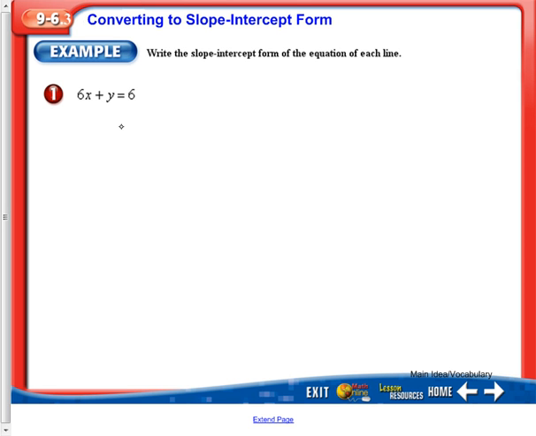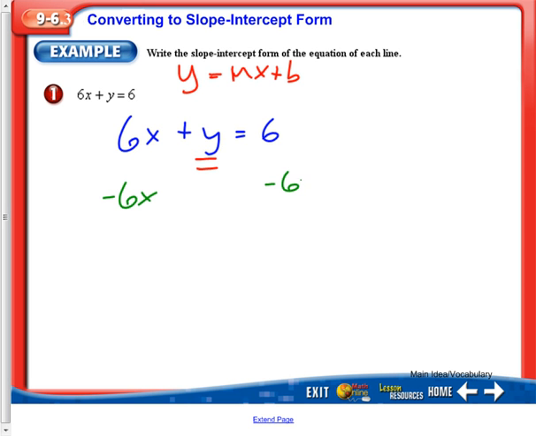So we have the equation 6x plus y equals 6. Again, the key variable here is y because we're trying to get it into y equals mx plus b format. So basically we just need to solve this equation for y. In order to do that, we need to subtract 6x on both sides of the equation. That way we get y equals negative 6x plus 6.